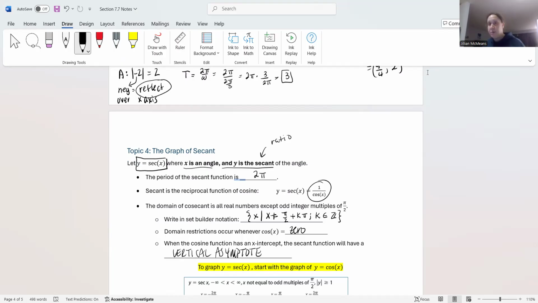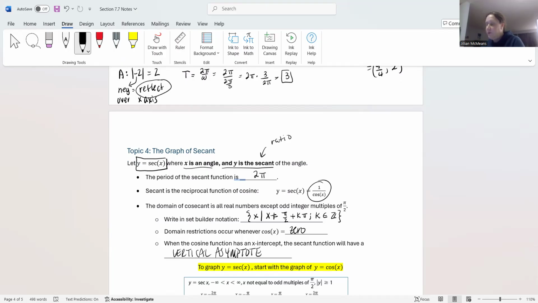So what we're going to do now is jump over to a separate document so I can show you how to build the secant function. Basically we start with cosine and then we build. This is going to look very, very similar to cosecant. It's just shifted. So let's go over to a different document.